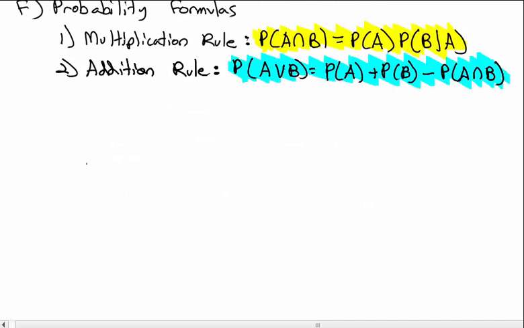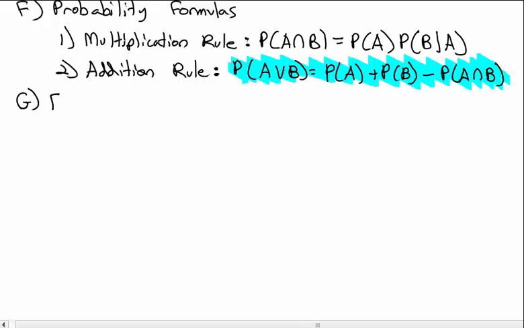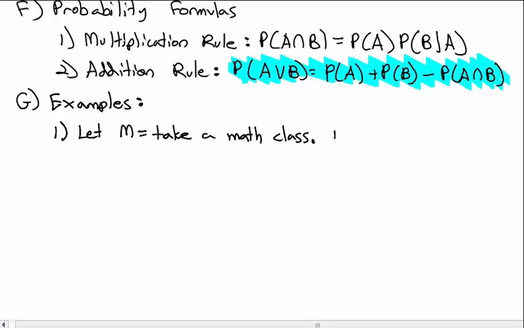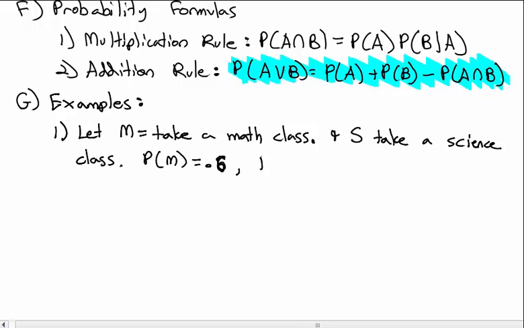So, let's finally do some examples. Let's let the event M represent somebody taking a math class, and S is going to be that they are taking a science class. The probability a student takes a math class is 0.6, because everybody loves math, so most people take it. The probability someone takes a science class is 0.5. Not as many people take science. And the probability that someone takes math and science is 0.3.